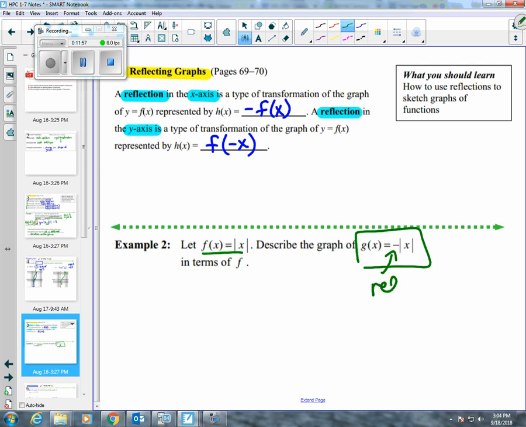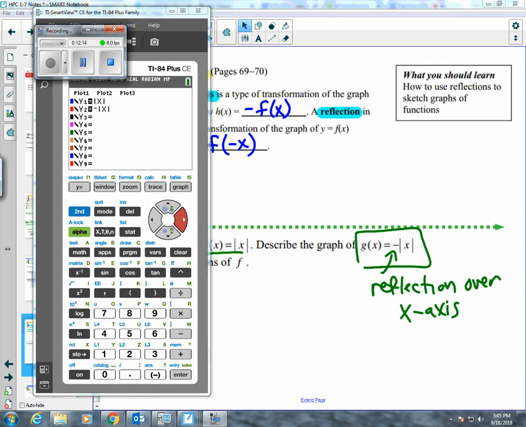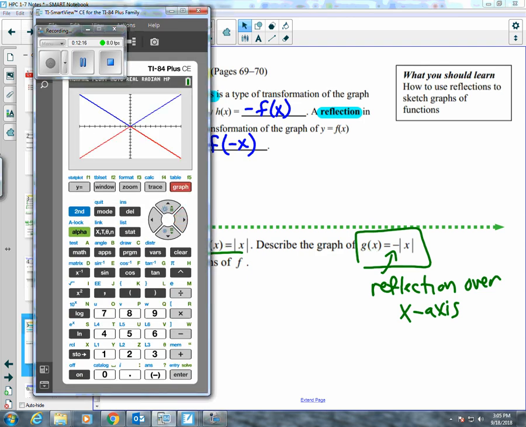Out front, this is going to be a reflection over which axis? Has to be x. Now, you can't ever just say it's a reflection. Yep, it's a reflection. Over what matters? So over the x-axis. So I'm going to go ahead and type that in so you can see it. Okay, so here's the two equations. First one, regular, and then we've got our nice little reflection.